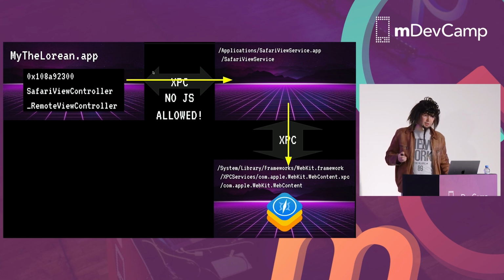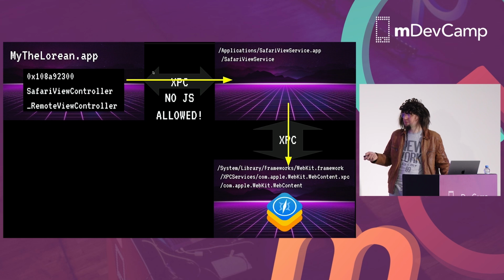How does it work? Well, the app requests the Safari View Controller to load a page. Safari View Controller, using the XPC API, will request Safari View Service to load a page. Safari View Service will run WebKit. WebKit will request WebKit web content to load a page. So JavaScript injection is still possible here, but Safari View Controller has no methods to inject JavaScript.